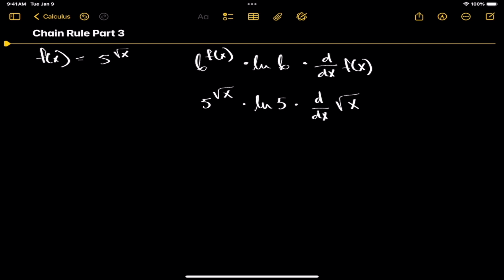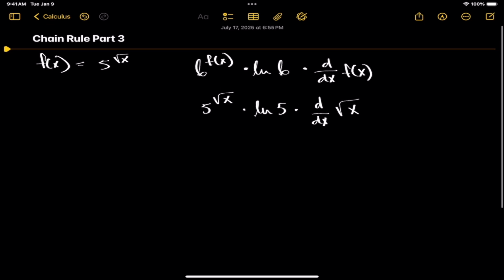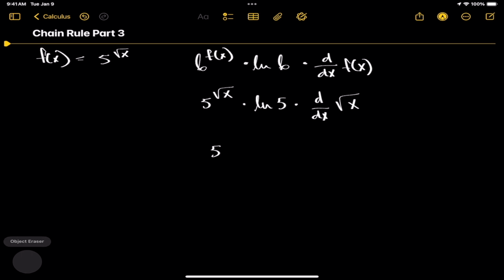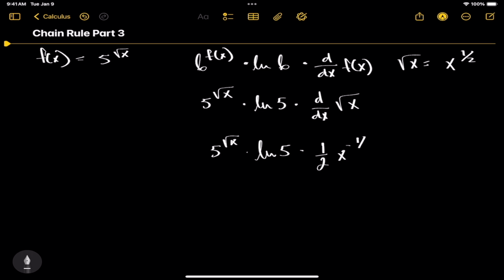We're going to go ahead and rewrite this. Okay, so let's go ahead and rewrite this. The 5 to the power of root x times ln 5. And then this is where the chain rule comes in. Did I say power rule last time? I meant to say chain rule if I had said power rule. But anyways, it's going to be half when we rewrite square root of x, that's x to the power of half. So that's going to be negative half here.